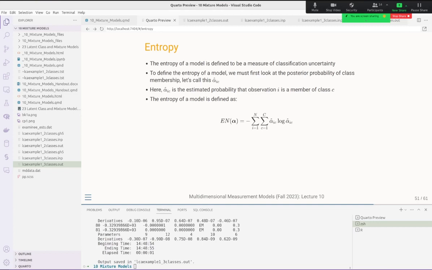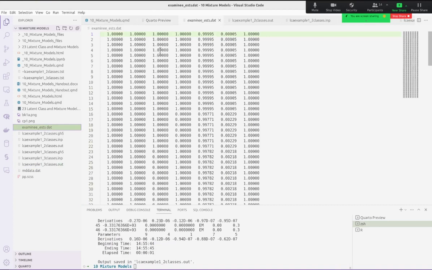Okay, let's talk about entropy real quick. For this, we need to look at each person's classification. And actually, I just realized that I copied and pasted the 3-class model, so I need to rerun the 2-class. This is the output file from Mplus for the classification. What it contains is the data that was observed for each observation.